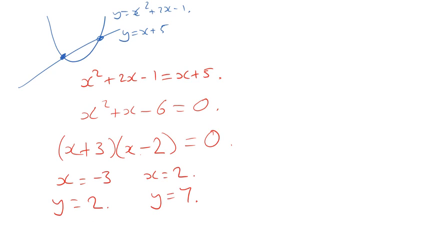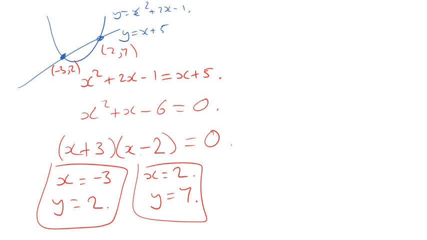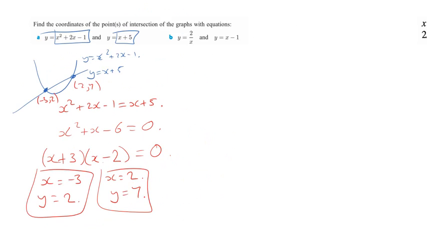And just to be really clear about this, okay, it means the two solutions are going to be -3, 2, because these two numbers went together. My other solution is going to be 2, 7. That comes from here. Okay, everyone understand how that works?